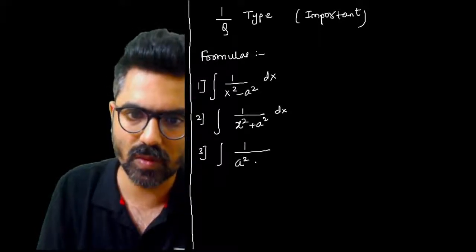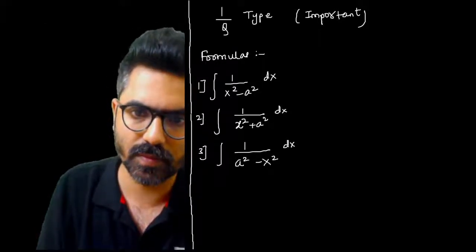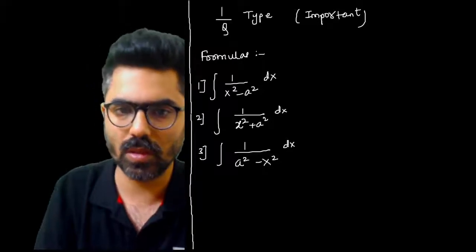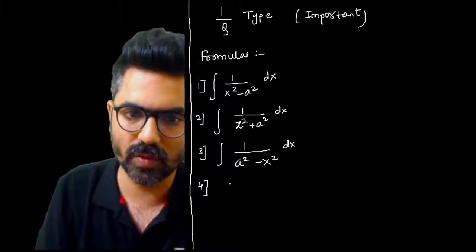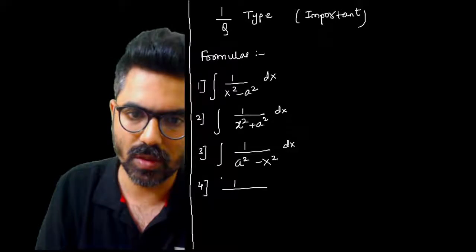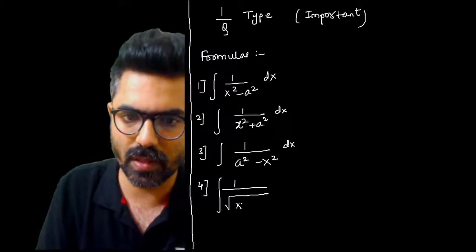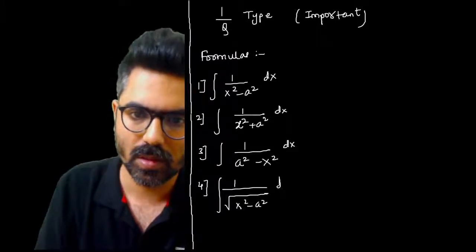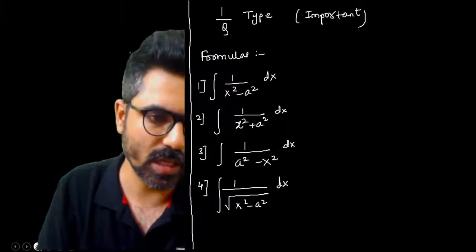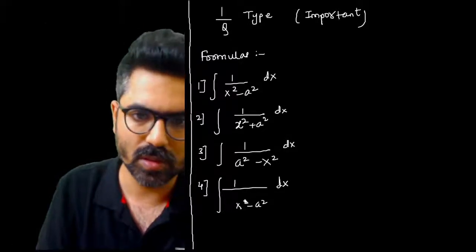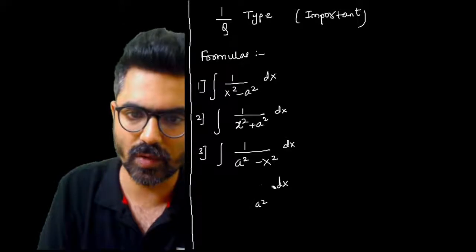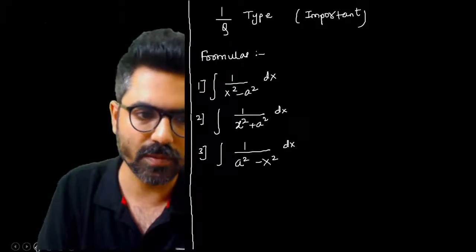1 by a square minus x square dx, like this. The fourth one, 1 by root of, that will be 1 by root quadratic. So right now we'll focus on these three. I'll just erase this one. This is of the type 1 by root quadratic, so right now we are not discussing it. This is 1 by quadratic type.